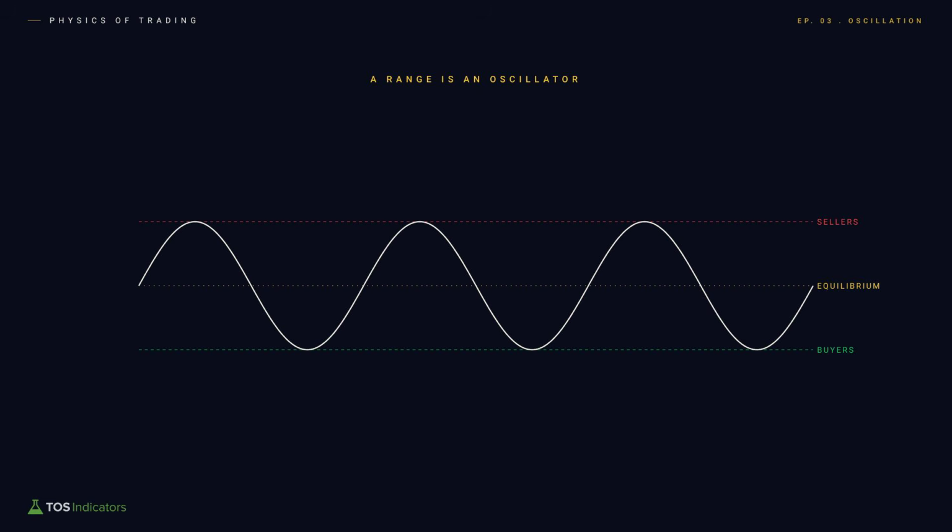The time it takes to go from the top of the range to the bottom of the range, so how long does it take to go back and forth, the whipsaw, that is what we would call the period. And finally, the slow tightening of the range, so the compression of this range, is what we would call the damping.